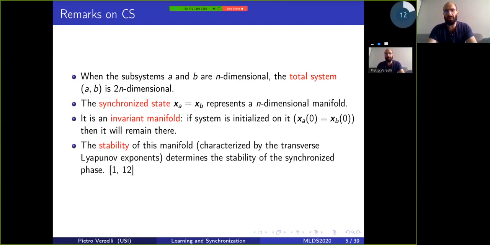What can be studied, and in fact is studied a lot, is the stability of this manifold. You can define transverse Lyapunov exponents, which are the equivalent of the Lyapunov exponents, but for this synchronization manifold, and they will determine the stability of the synchronized phase. If it is stable, it means that if you start close to it, you will be attracted to it, and so the system will tend to synchronize. While if it is unstable, even if you are as close to it as you want, sooner or later you will diverge from it, and the system will not be synchronized anymore.